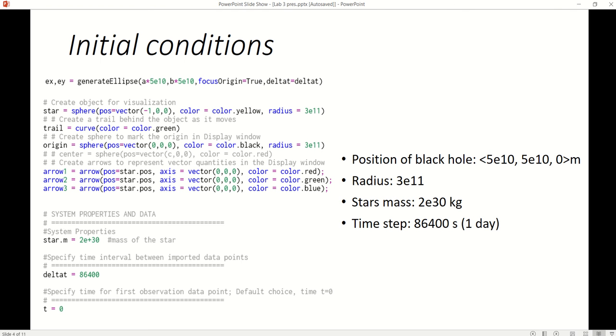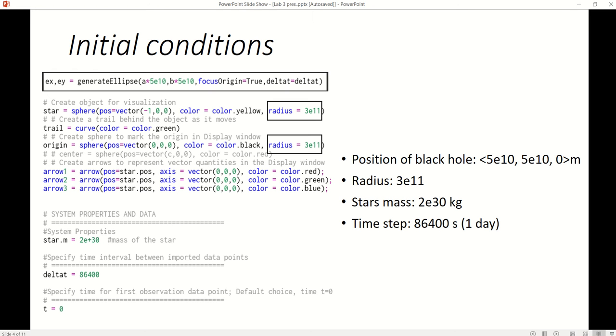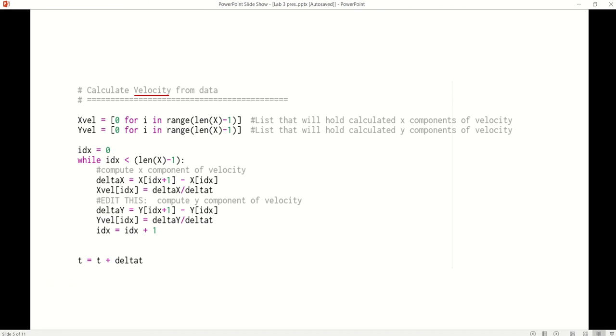First, in my VPython code, I assign the given position of the black hole, the radius of the star and black hole, the mass of the star, and set the time between the data points to 1 day, or 86,400 seconds. The first while loop is used to compute the velocity of the star during its trajectory around the black hole using the x and y components.